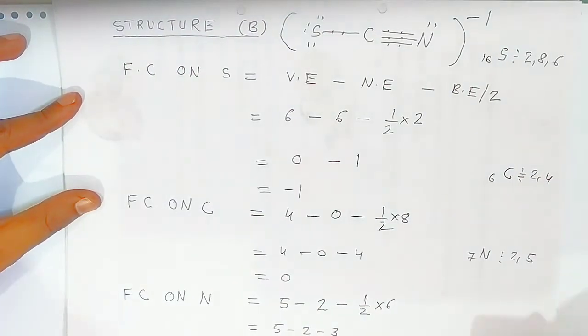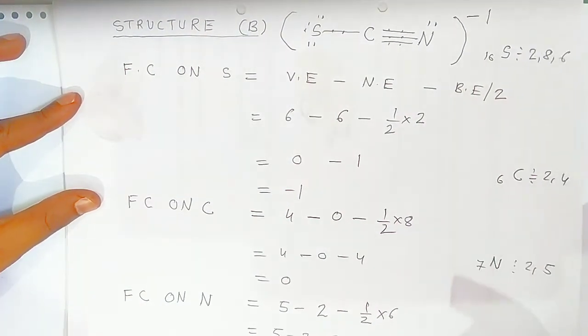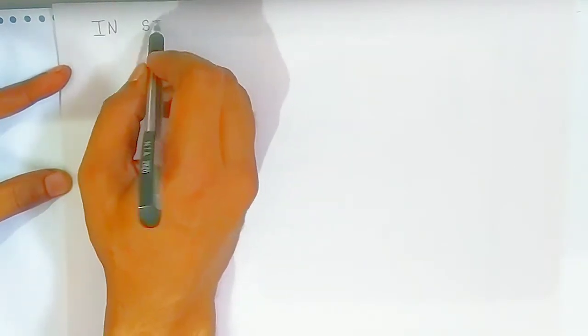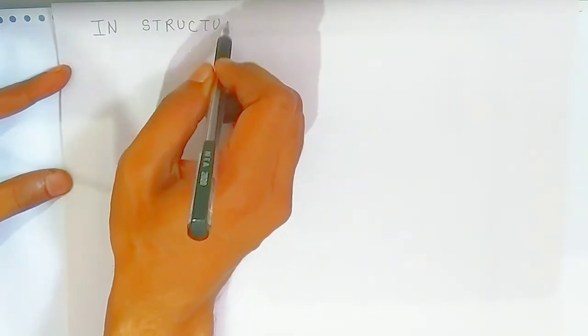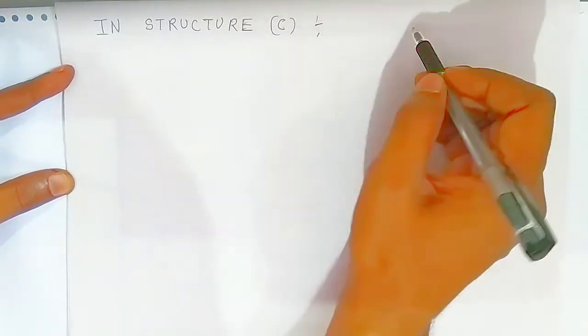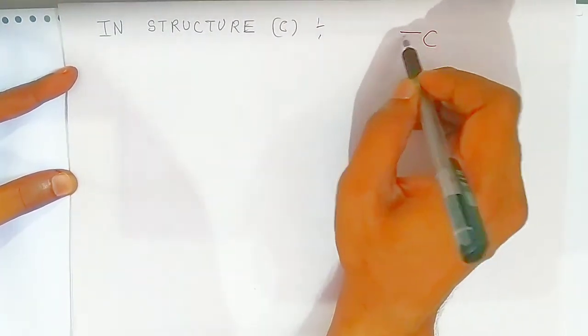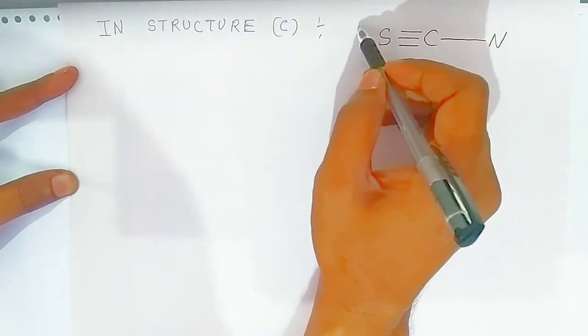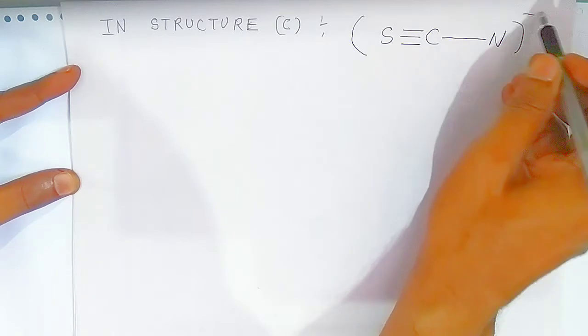Okay students, in the same way you can find out structure C also. In structure C, students, the structure is like this. Carbon will be at the center. Now carbon has a triple bond with sulfur and a single bond with nitrogen. This is thiocyanide, students. Now the whole molecule has -1 charge.